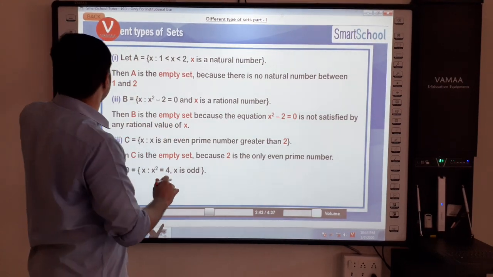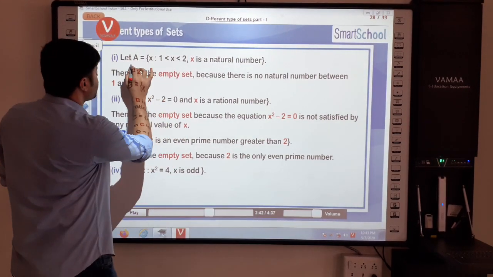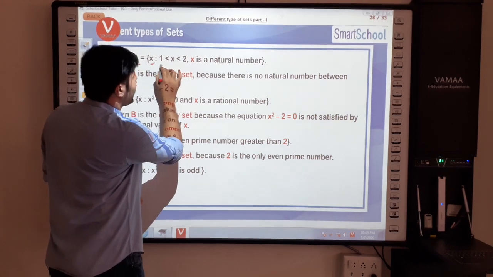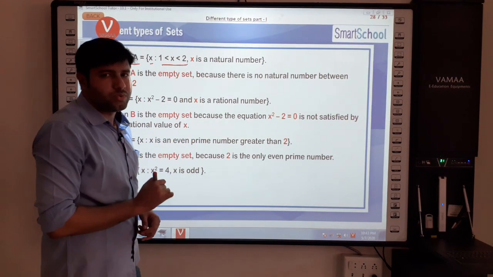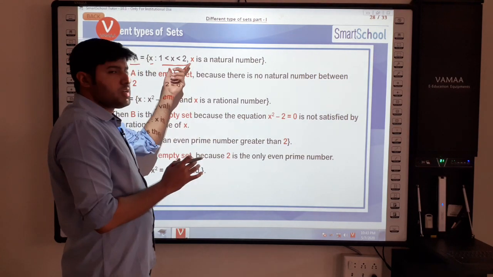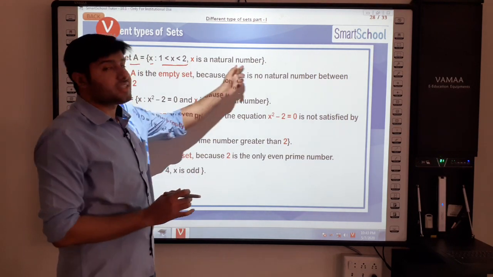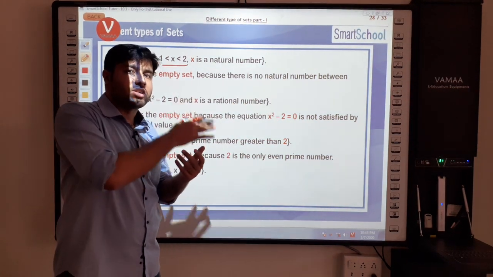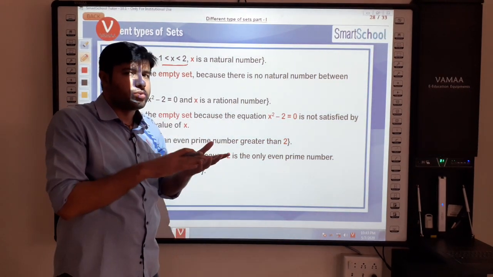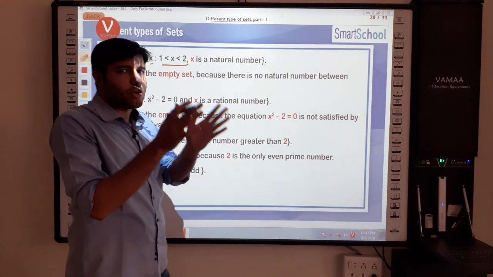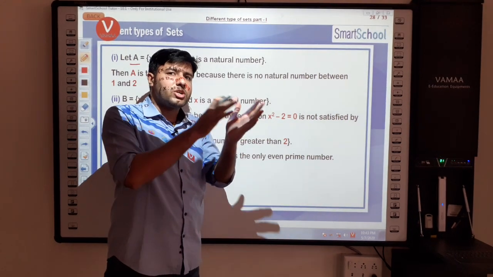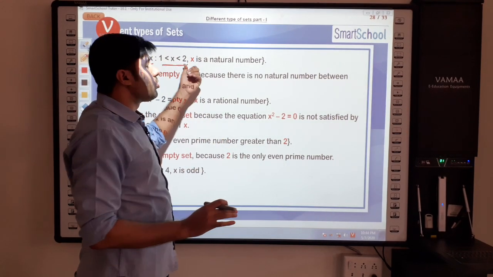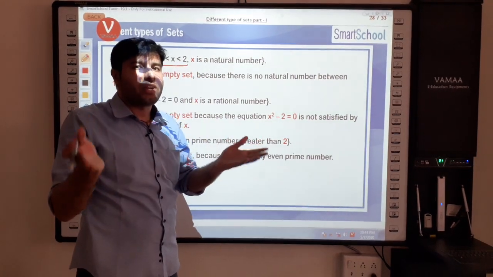The first example says that there is a set A which is defined as x where x lies from 1 to 2. The value of x lies between 1 and 2 and x is a natural number. When we discussed natural numbers, I told you that the set of natural numbers consists of 1, 2, 3, 4, 5 till infinity. So between 1 and 2, you will not get any natural number.